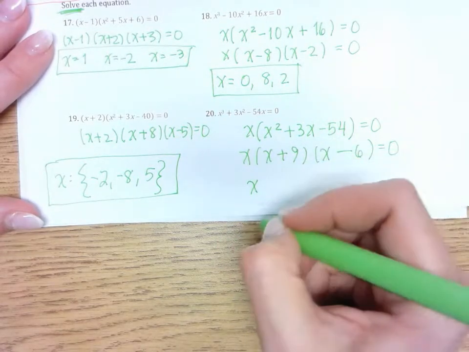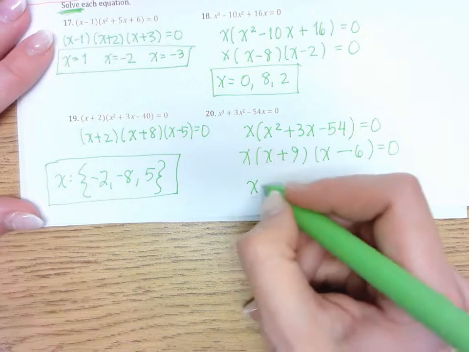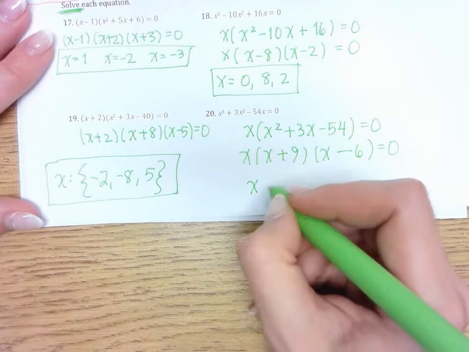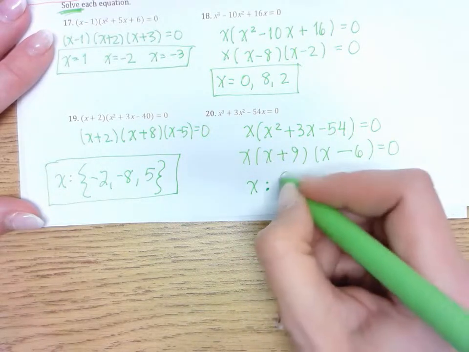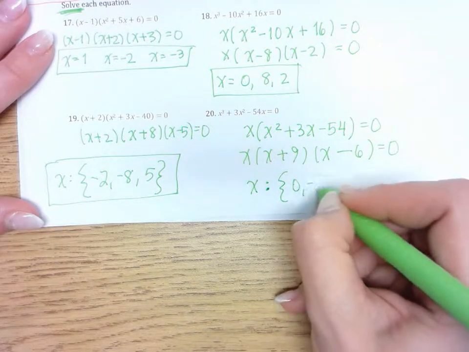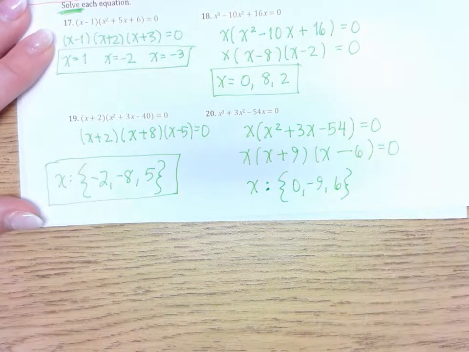Here, I'm going to have x. Now, I was going to throw in some fancy notation. Let's not do that. I'm just going to say x is equal to this set. All right, we have, again, 0, -9, and 6. That's it. First page, done. Just a few minutes, okay?